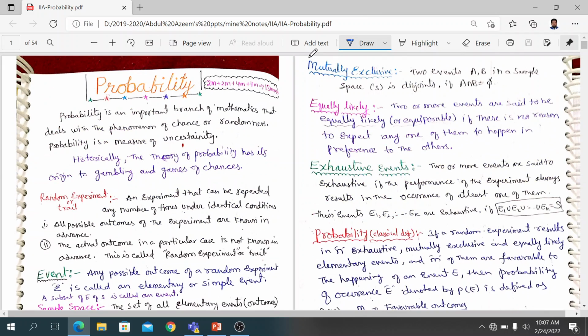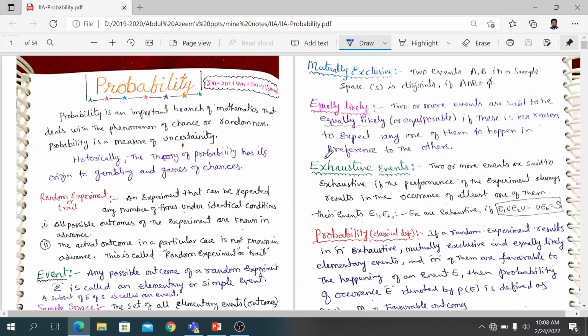Now next, mutually exclusive. If A intersection B is equal to the null set, then it is known as mutually exclusive, that is disjoint. Next, equally likely. Two or more events are said to be equally likely or equipossible if there is no reason to expect any one of them to happen in preference to the others. Suppose a coin, we know that there are tail and head, but if our preference is head, this is not equally likely.